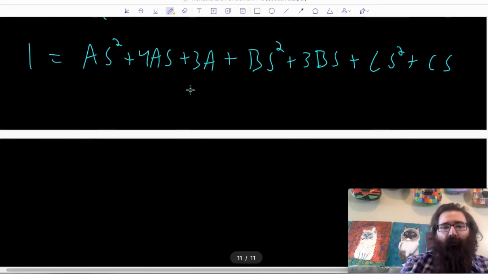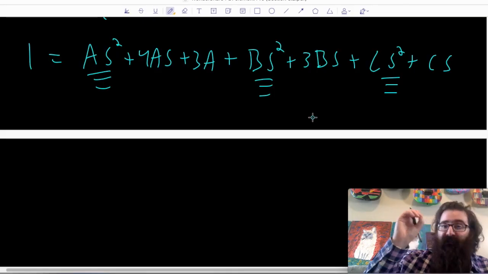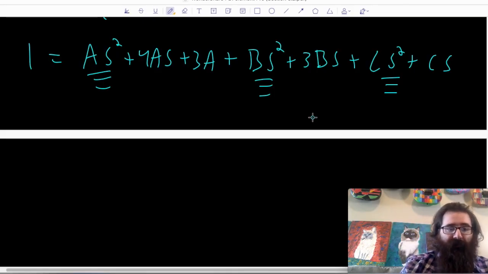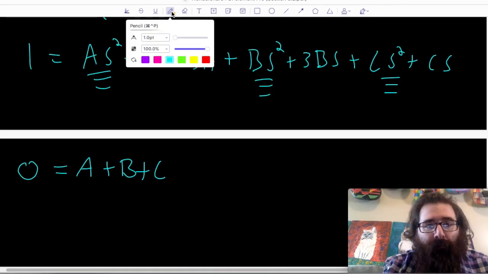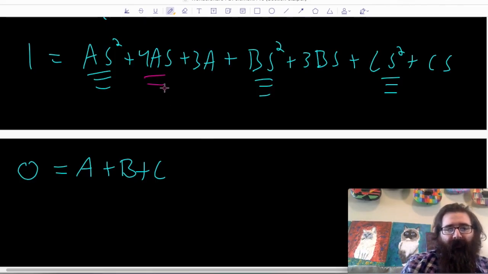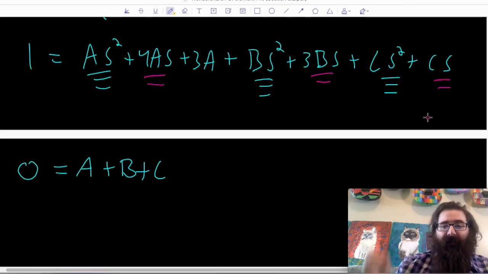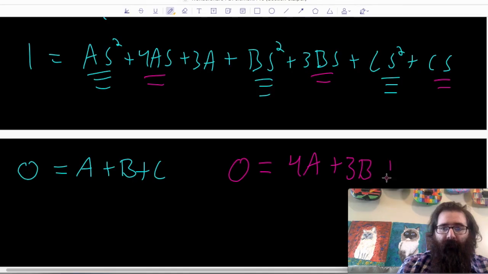Let's talk about the s squared terms. I got an as squared, a bs squared, and a cs squared on the right, but on the left, 0s squared. I don't see any s squared, so it's got to be a 0. 0 on the 0s squared is equal to a plus b plus c on the s squared terms on the right. What about s? Well, I got 4as, 3bs, cs. What about on the left? I got 0 s's. So that means 0 equals 4a plus 3b plus c.